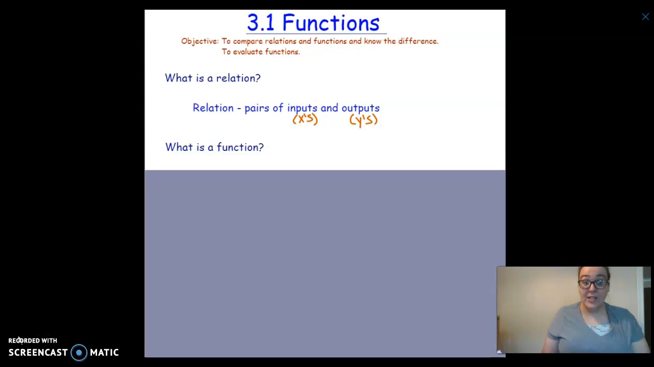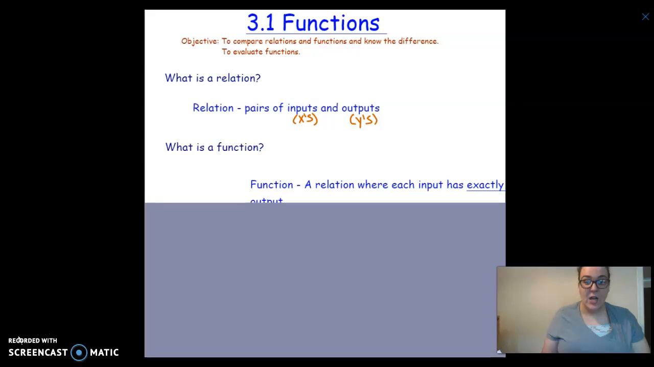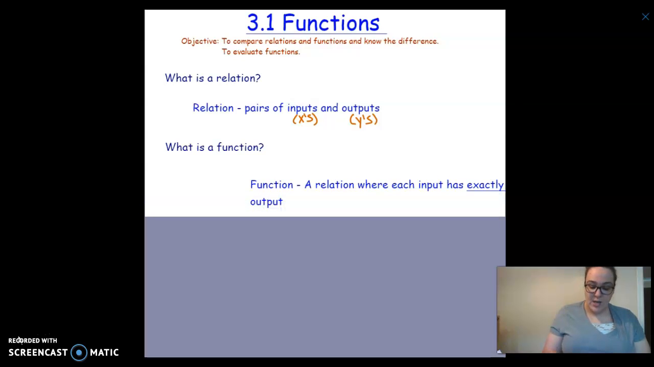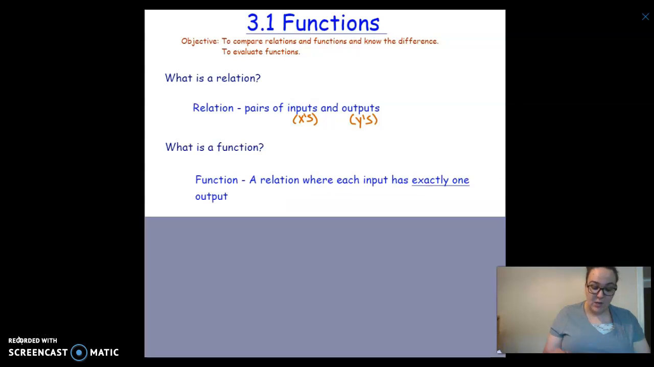What is a function? A function is a relation, pairs of inputs and outputs, where each input, and this is important right here, has exactly one output. So each input, each x, has exactly one y. A relation was pairs of inputs and outputs. A function is a relation where each input has exactly one output. Each x has exactly one y.